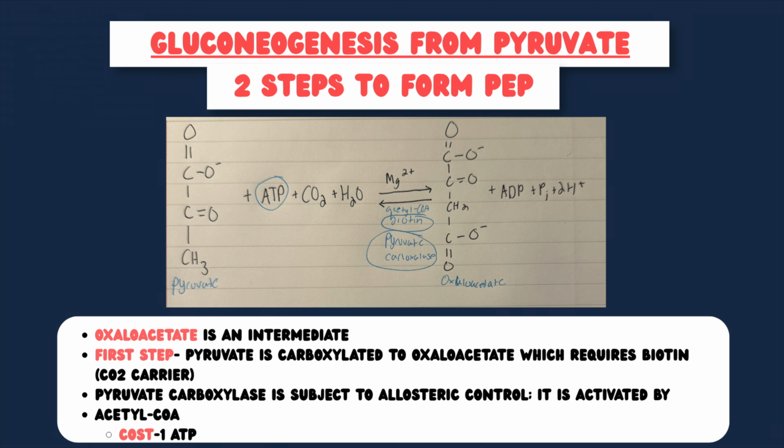The first step from gluconeogenesis, from pyruvate, is carboxylated to oxaloacetate, which requires biotin, a CO2 carrier. Pyruvate carboxylase is subject to allosteric control. It is activated by acetyl-CoA, and this costs 1 ATP. As you can see in the diagram above, oxaloacetate is an intermediate.